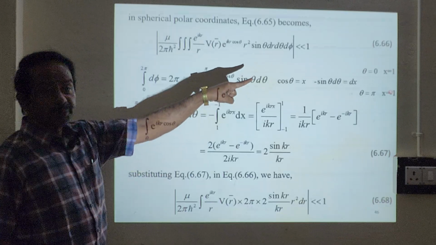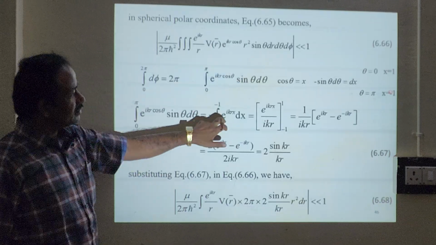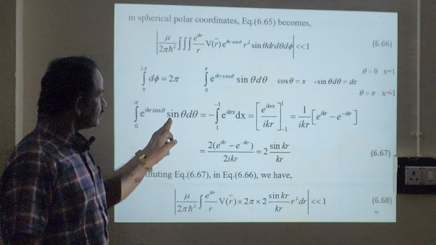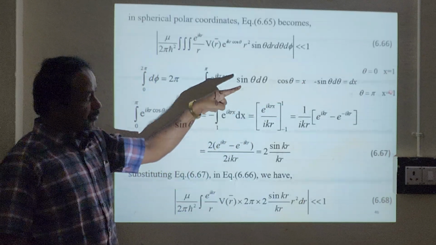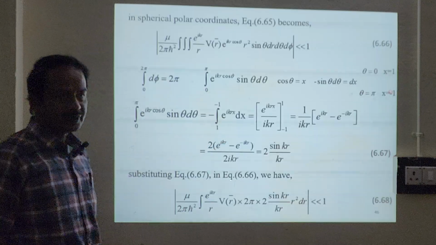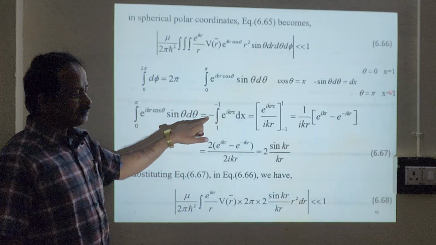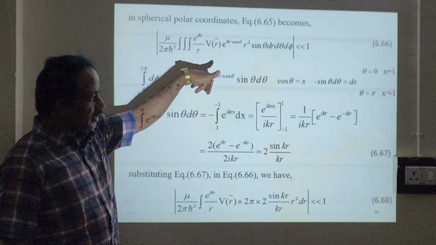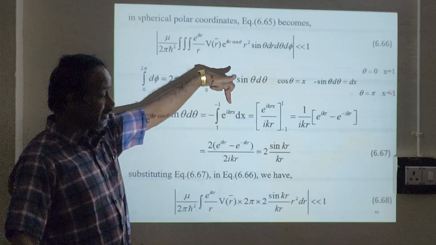Sin theta d theta is nothing but minus dx. So minus dx. I repeat, sin theta d theta is nothing but minus dx. I am going to change the limit, removing the minus sign. Now you substitute, and you are going to integrate now.